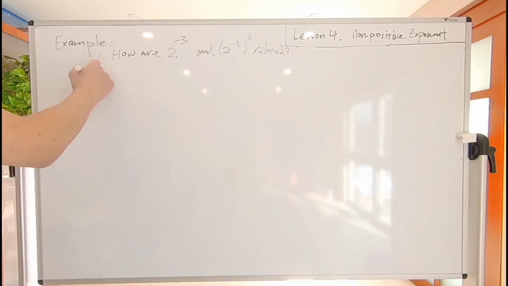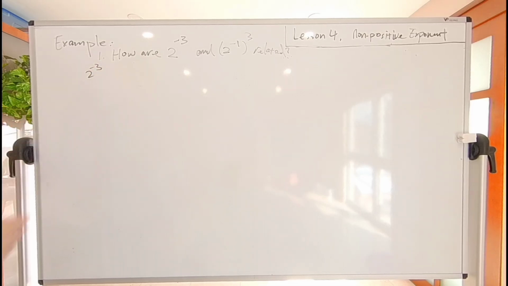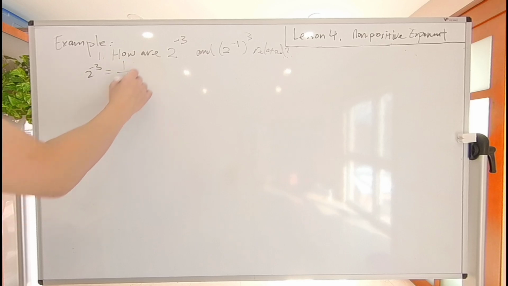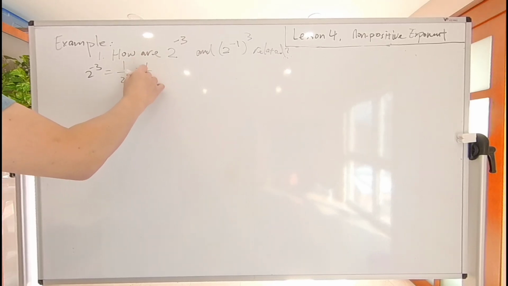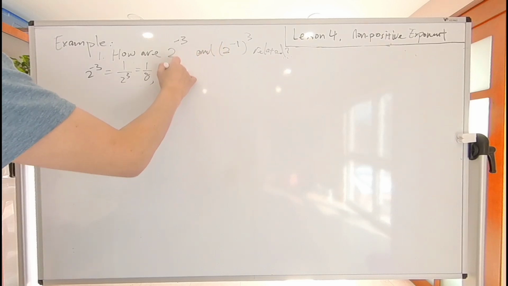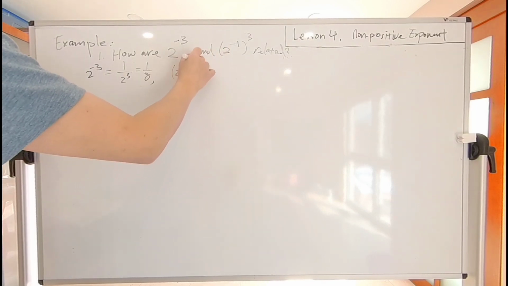So first of all, let's check the first number. 2 to the negative 3 is what we just learned from the non-positive exponent. This is 1 over 2 to the power of 3, so it's 1 over 8. Okay, how about the second number? 2 to the negative 1, cubed.